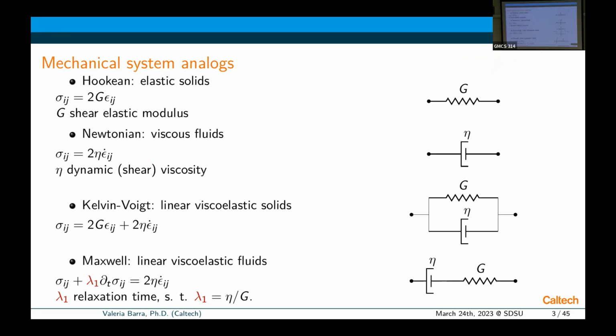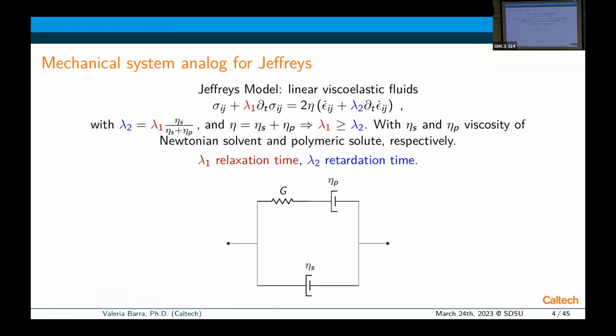If you compose these two in parallel, we have what we call the Kelvin-Voigt model, and this is suitable to describe linear viscoelastic solids. And if you compose these two in series, we have what we call the Maxwell model, and this is suitable to describe linear viscoelastic fluids. In the constitutive relationship, if we look at it for a second, we have this λ1, which is a characteristic time, and it's called relaxation time. If we switch this off, we see that we go back to the Newtonian case. So this makes it very convenient. The type of fluid that I was analyzing is one step forward in complexity, and is described via a Maxwell system in parallel with another dashpot.